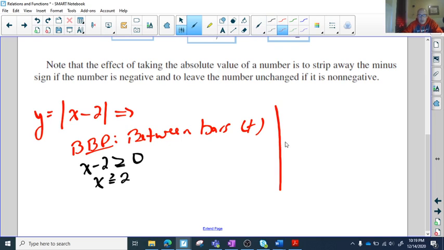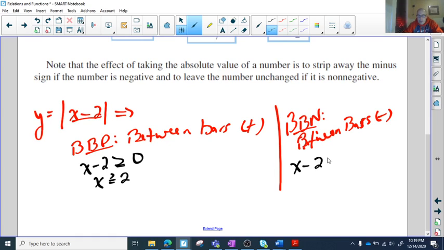The other option would be BBN, which I'm going to use as an acronym for between the bars is negative. You say, how's that going to happen? Well, I'm going to write out what's between the bars, x subtract 2, and that can only be negative if I put a number in there that's less than 2. And that, again, should make sense. If I put 1 or 0 or negative 10, and I subtract 2 from any of those numbers, anything less than 2, you're going to get a negative value between the bars.